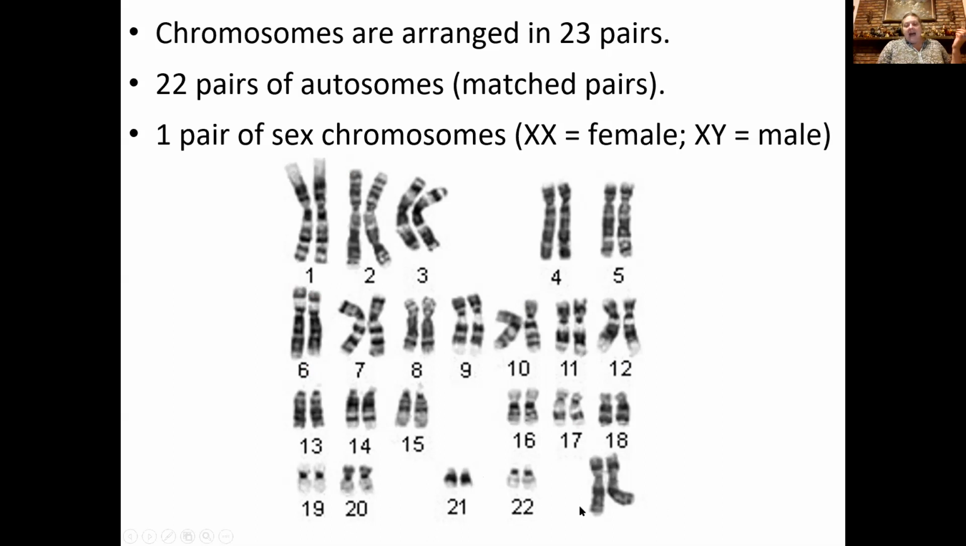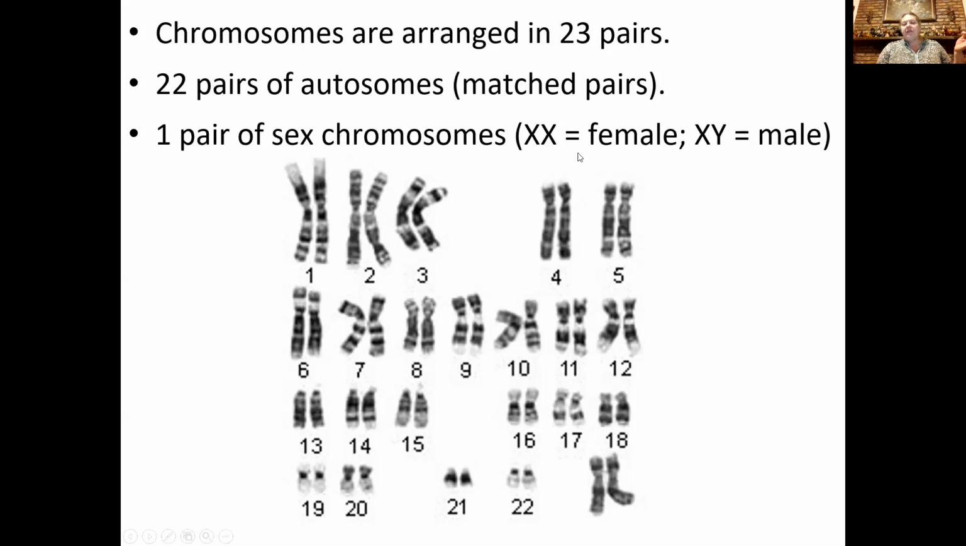The last set, as you'll see here on the bottom, are not necessarily paired because every female has an XX. They have two X chromosomes. Every male will have an X and a Y. There are exceptions, and we'll talk about those later. But for the most part, females have two X's, males have an X and a Y.